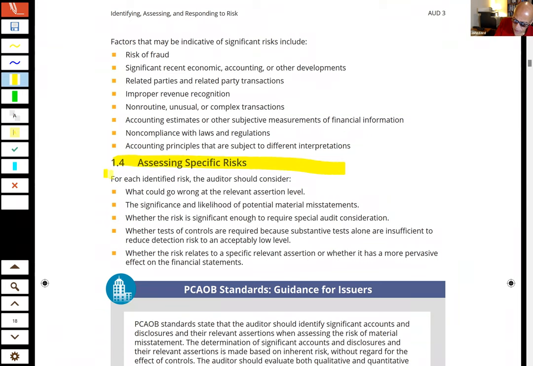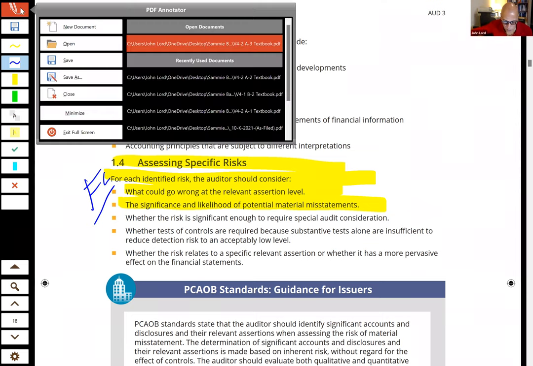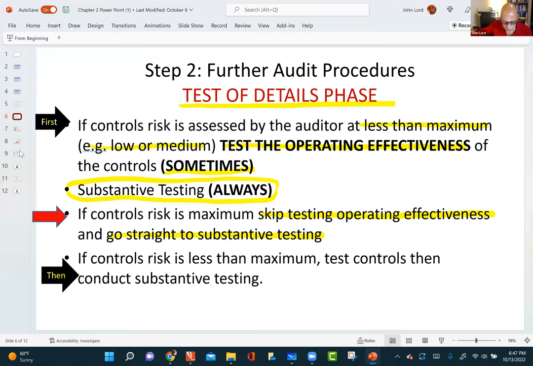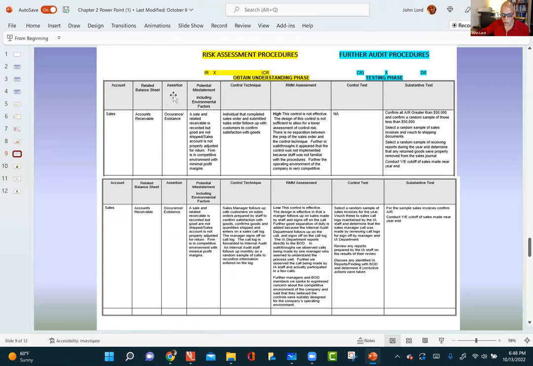And we say for each identified risk, the auditor should consider what could go wrong at the assertion level. And that means that the auditor is considering the likelihood of a potential misstatement. If that terminology sounds familiar to you, it should, because we've made our assessment by considering what the potential misstatement would be, and now we're going to evaluate that risk and see to what extent the controls will mitigate, prevent, detect that risk, making that assessment, and then responding accordingly at the assertion level by deciding whether we're going to test the controls, and then by always doing some measure of our substantive testing.